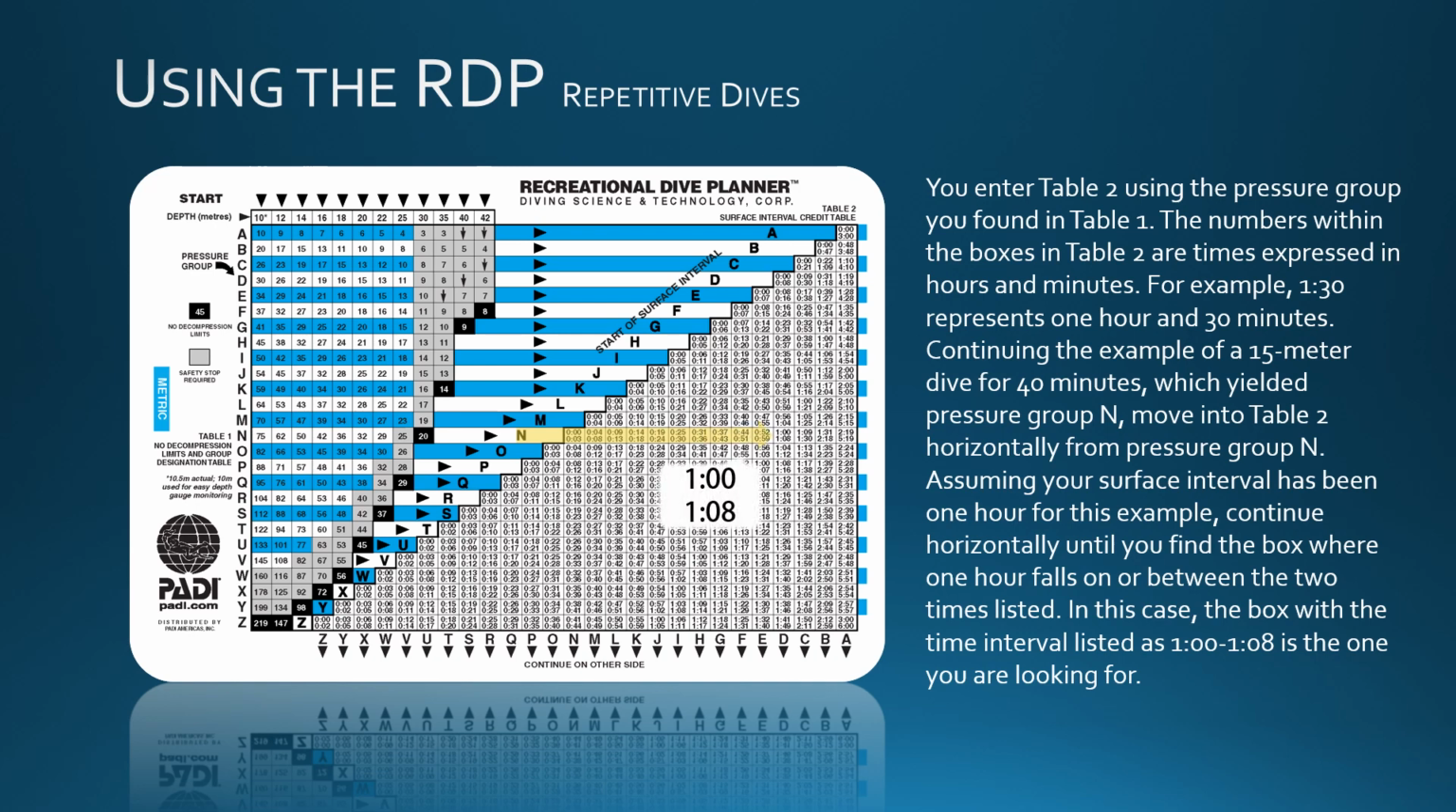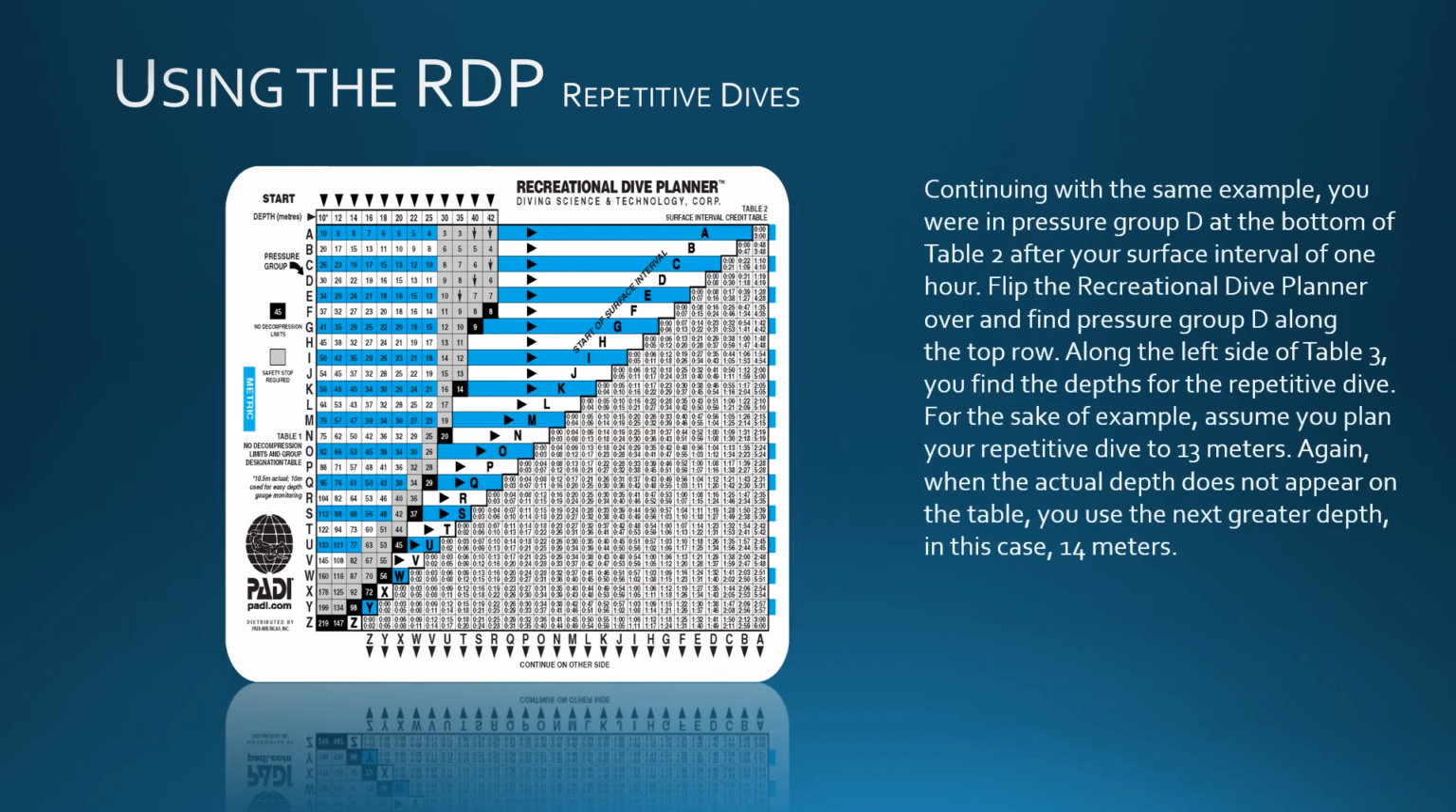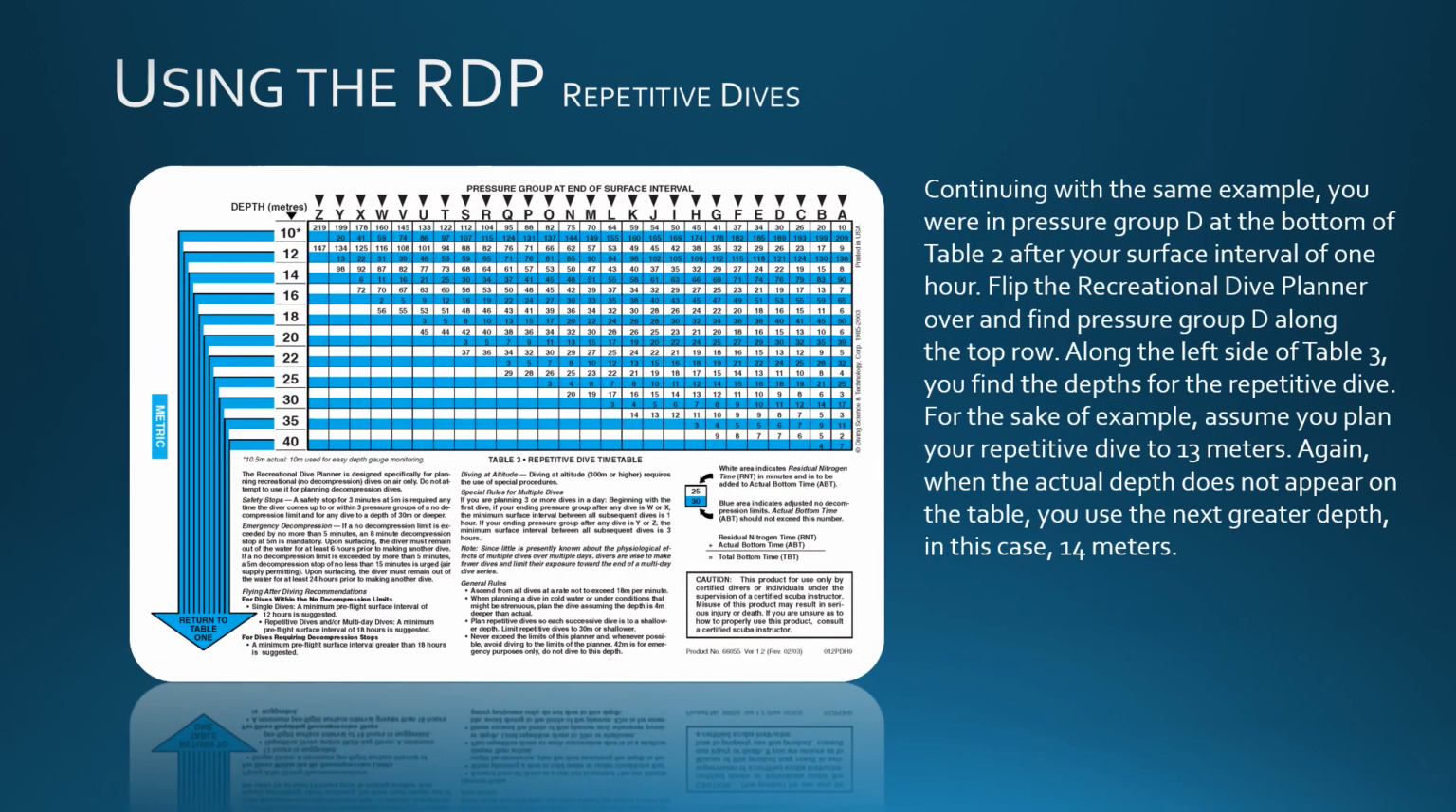In our case, the box has 1 hour to 1 hour and 8 minutes. So now we follow that column down until we get to the letter at the end of the column. This is our pressure group after the time we spend above the water, and it happens to be pressure group D. Now that we know our new pressure group, we can plan our next dive. Okay, now we need to turn the SLATE over and consult Table 3.